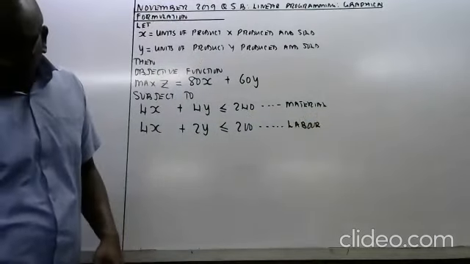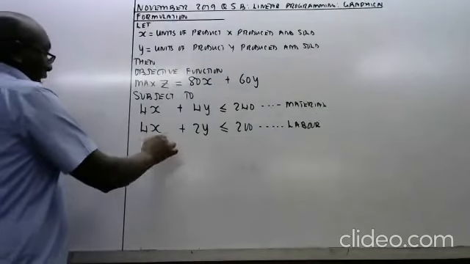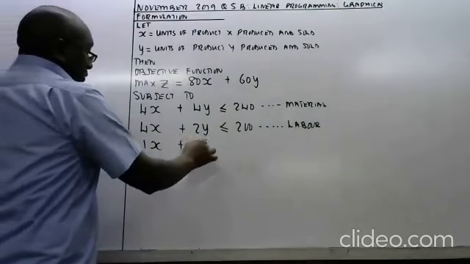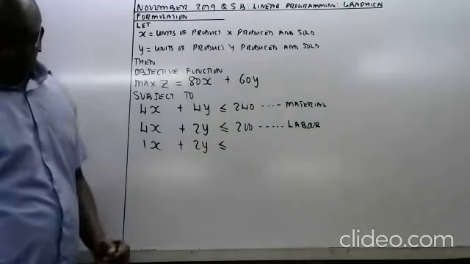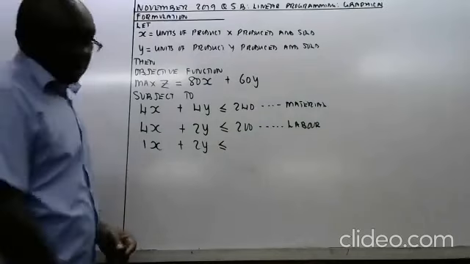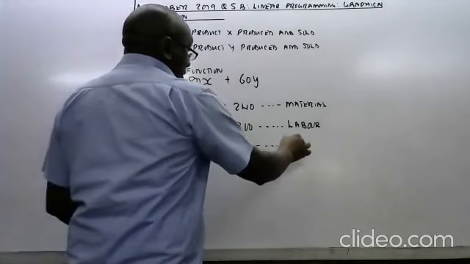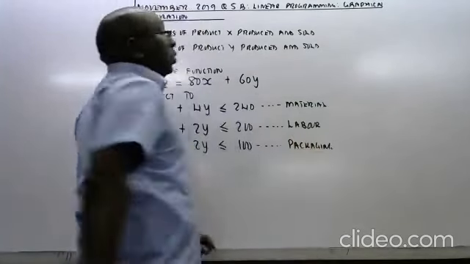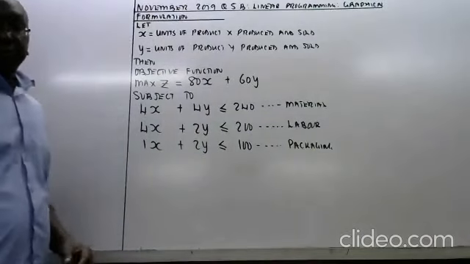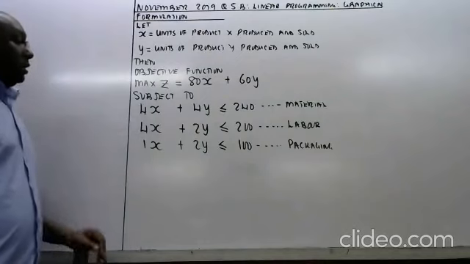If you argue the same way for packaging, then you will get 1x plus 2y is less than or equal to 100. And this is what we call packaging.